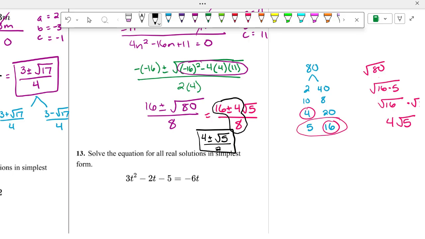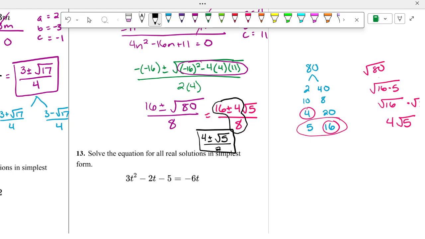Now, you may be wondering, why can we not simplify the 4 and the 2? It's because of that unspoken 1 in front of the radical. All 3 numbers that are not under the radical have to simplify in order for it to be simplified. That's kind of the rule of thumb. All right, any questions on that one?